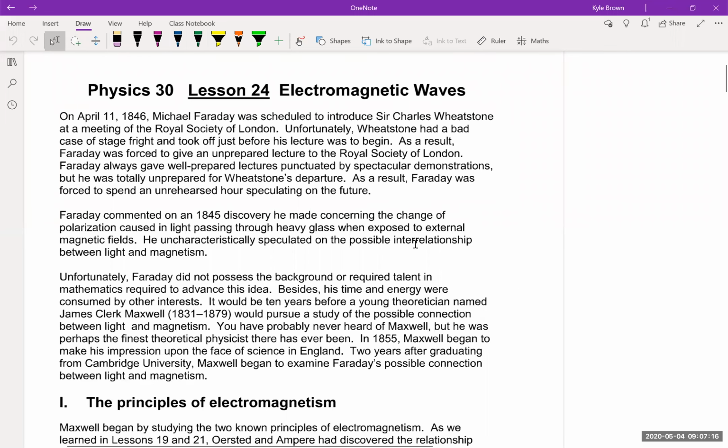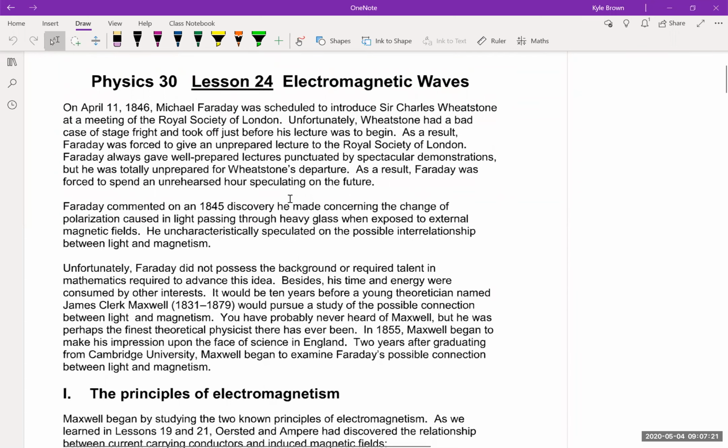Okay, lesson 24, electromagnetic waves. All right, so in this one, what was going on? So we had Michael Faraday doing everything we did in the last lessons, right?